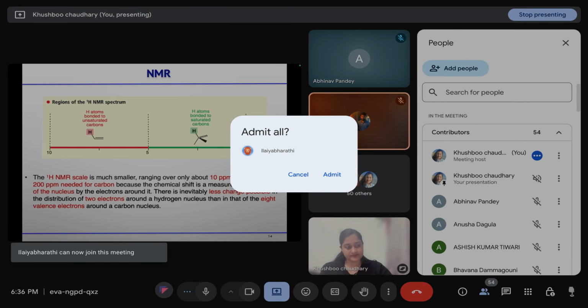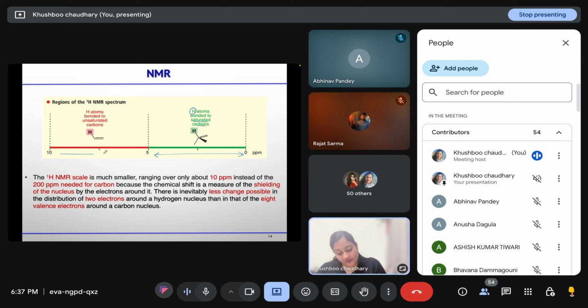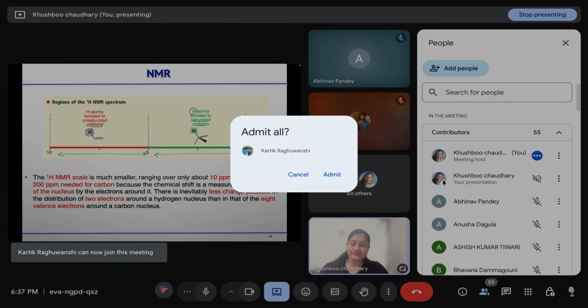Got it. So now let us discuss the regions of the proton spectrum. Broadly, we can divide the region into two parts. One is from 0 to 5, which represents the hydrogens bonded to saturated carbons, and the other is from 5 to 10, which represents the hydrogens attached to unsaturated carbons.